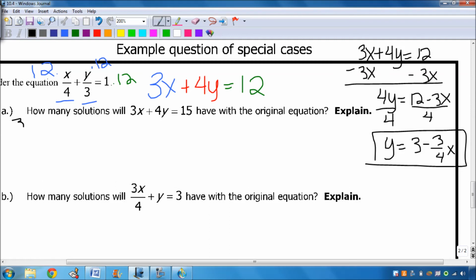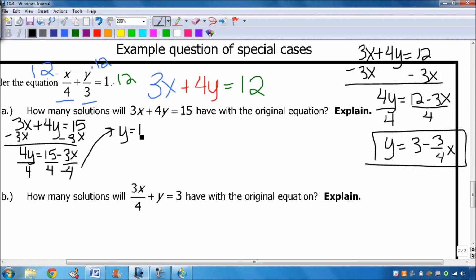So the first thing I'm going to do is isolate the y. In order to isolate the y, I have to subtract 3x from both sides. So I get 4y equals 15 minus 3x. Divide everything by 4, and you end up getting y equals 15 over 4 minus 3 over 4x. So now let's compare our slopes. The slope of this line is -3/4, and the slope of this line is also -3/4.